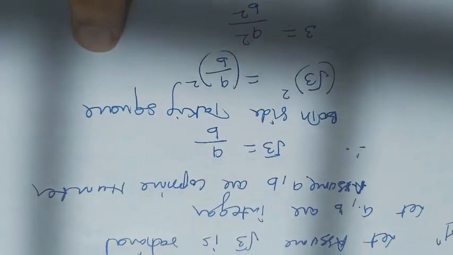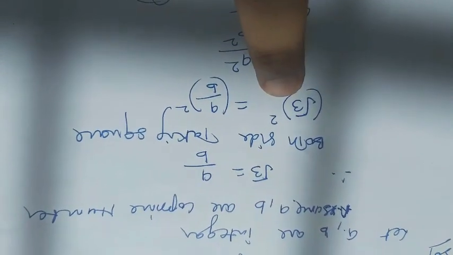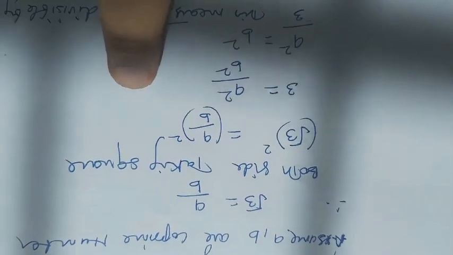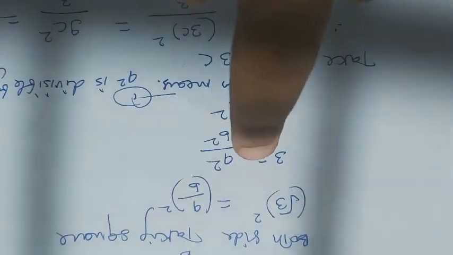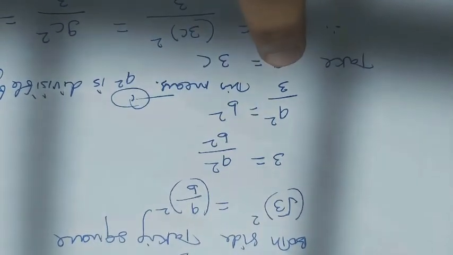Now take the square on both sides. Keeping it in brackets, root 3 whole square equals a by b whole square. Root 3 whole square equals 3, so 3 equals a square by b square. Now cross multiply: b square should be here and a square by 3.